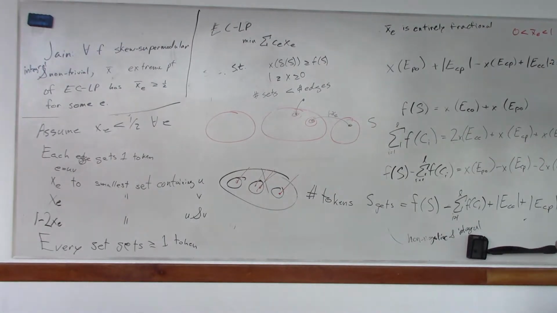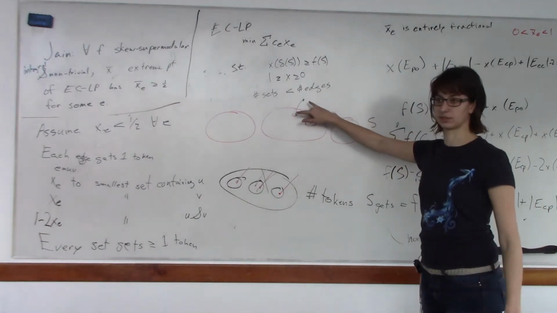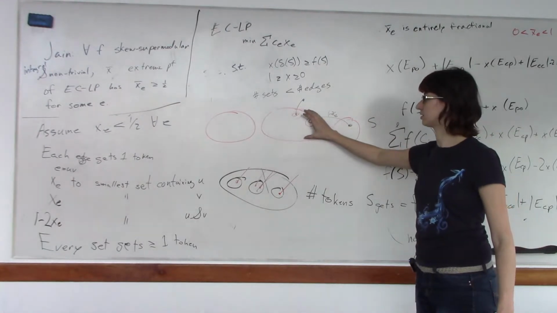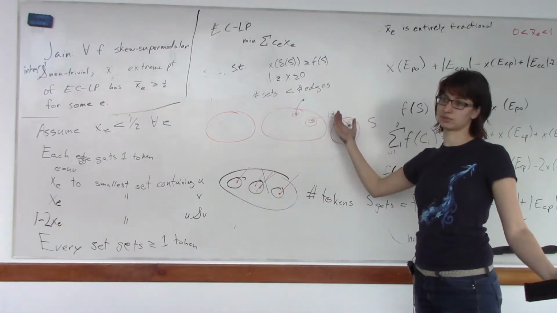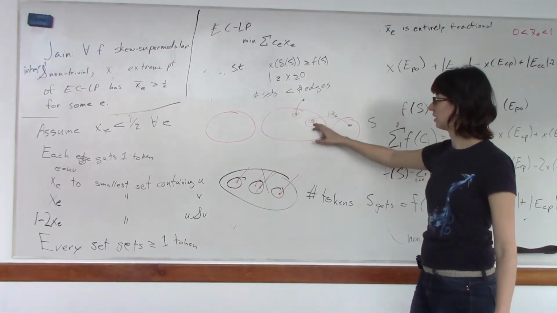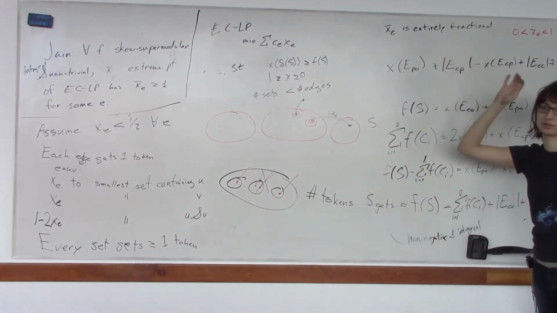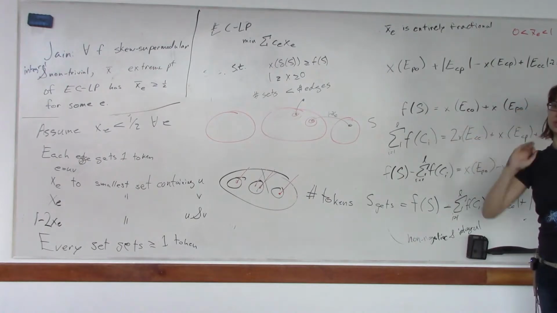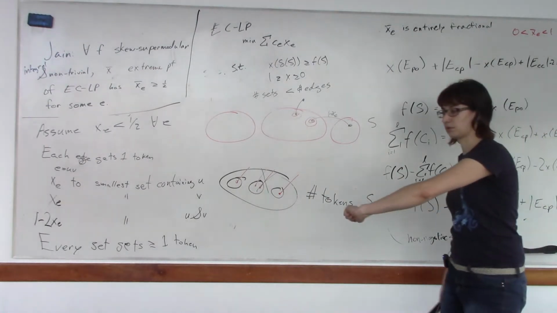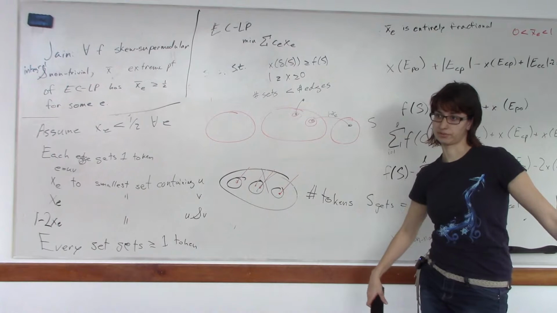Jenny, why do the edges crossing outside exist? So one of these two has to exist, because f of S is greater than 0. If it was equal to 0 and it was tight, then all the edges crossing it would be 0. But we assumed that x_e is entirely fractional. As soon as an edge gets set to 0, you can take it out entirely. You never need it again.